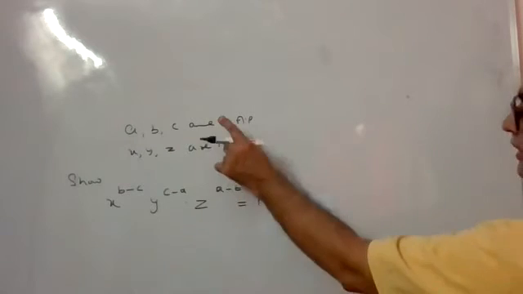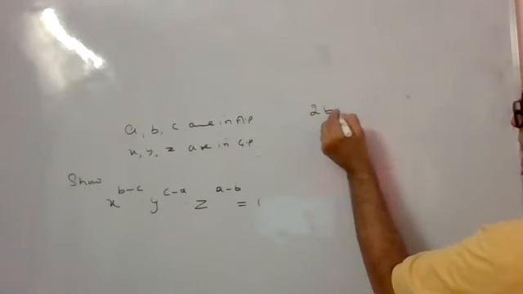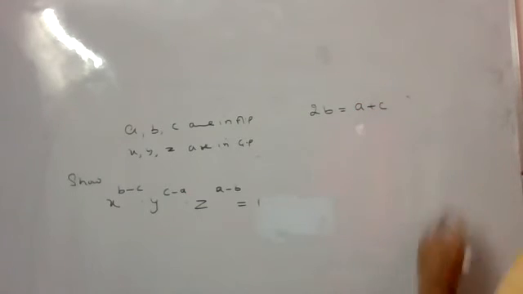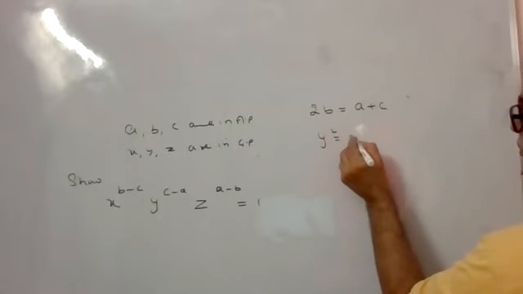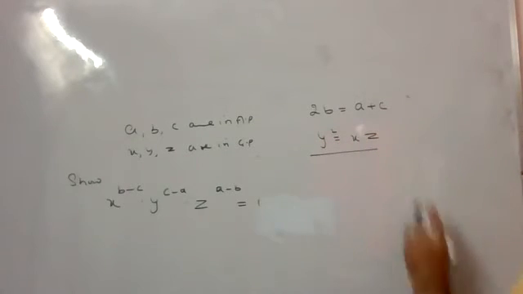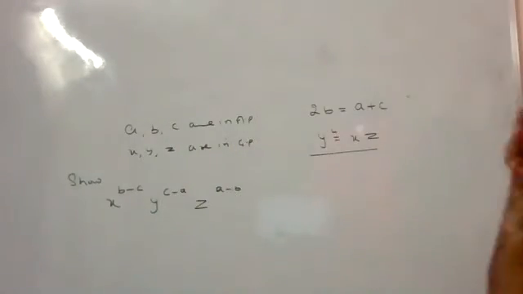First, we will write the conditions known to us. AP means twice b is a plus c. GP shows y square is x into z. I want this result to be 1.